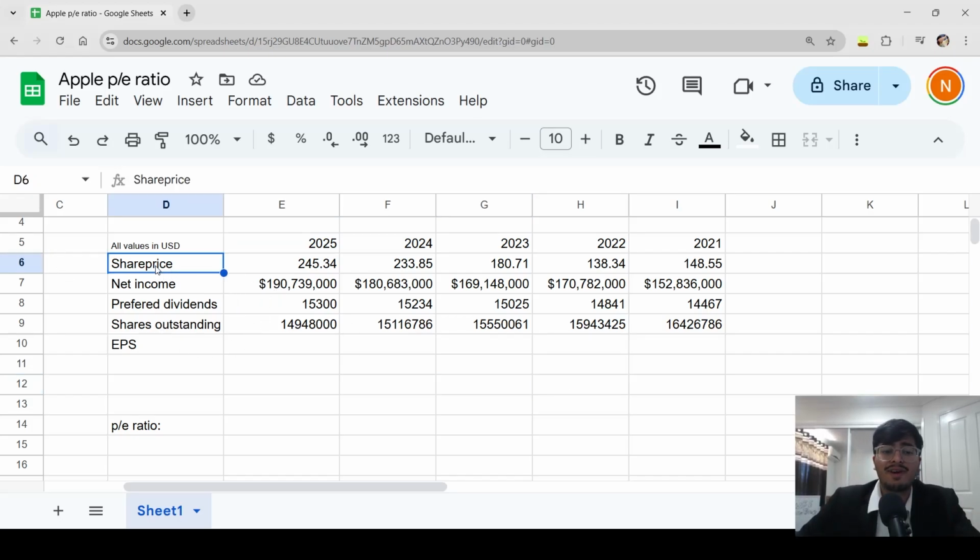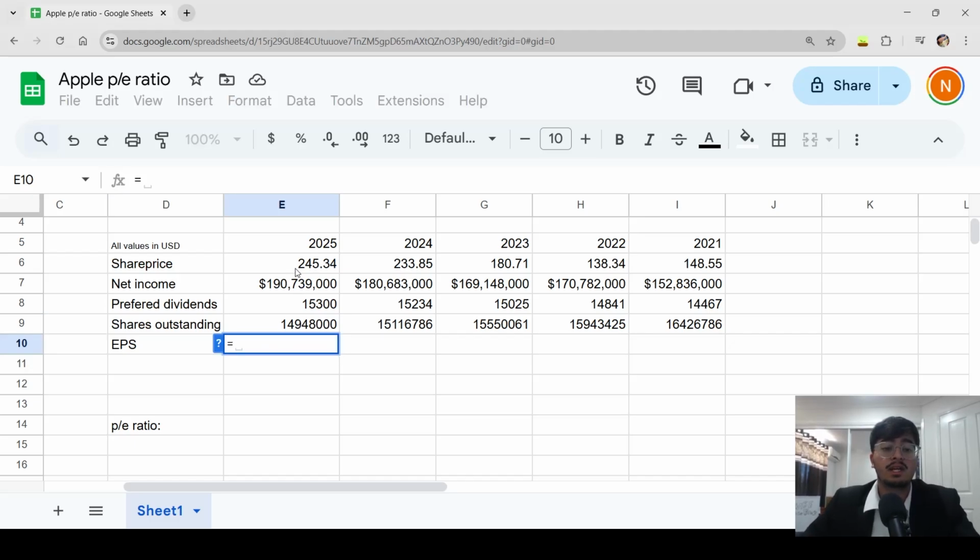find the PE ratio. So first thing that you need is the share price. Then you need the net income of Apple or the company that you're trying to find it, the amount of preferred dividends they gave out, the shares outstanding they have, and through this you can quite simply find the earnings per share by equating the net income minus the preferred dividends over the shares outstanding, which will give you the earnings per share for that time.